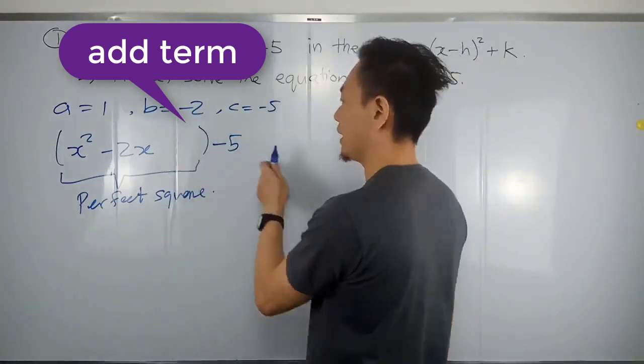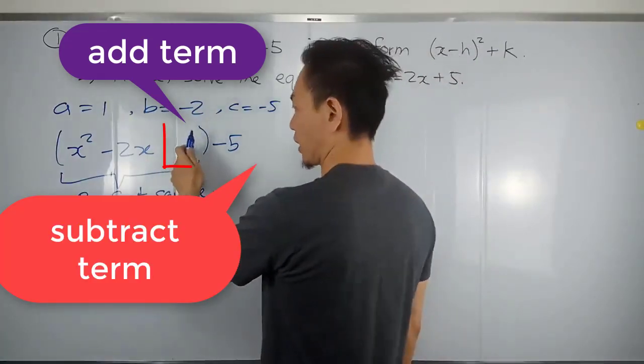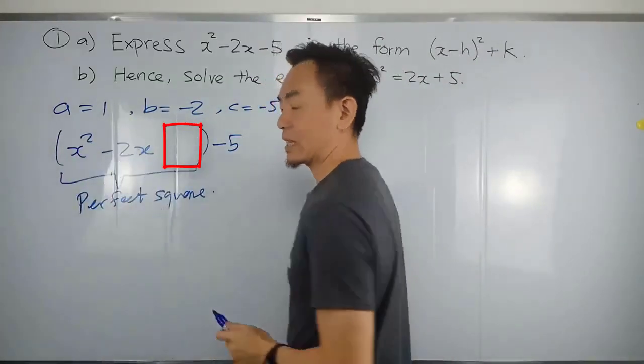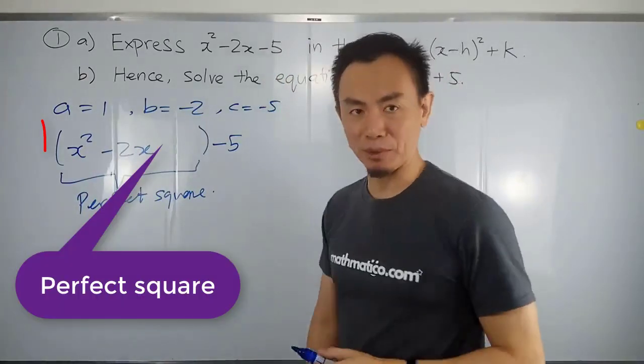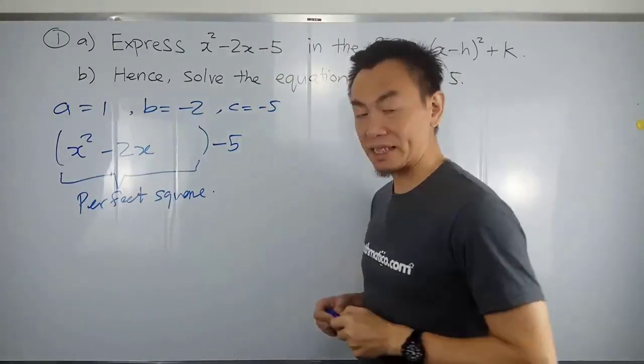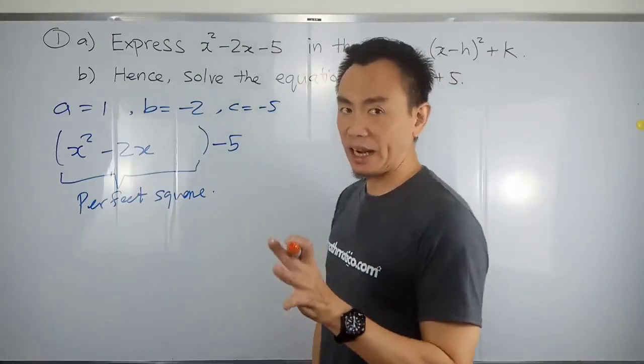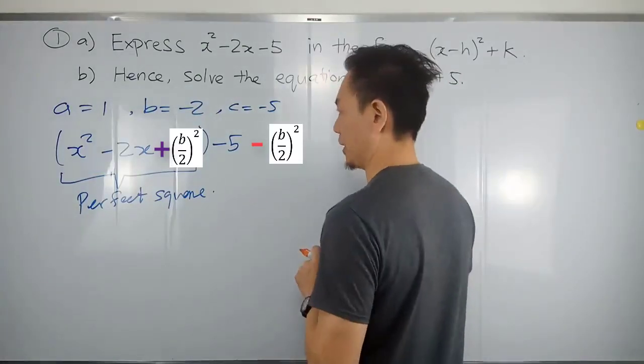We're going to add a term here and then we're going to subtract a term here. This constant term that is added with this x squared minus 2x is going to form the perfect square. Alright, so what is it that we're going to add? The term that we're going to add is what we call the b over 2 bracket square.